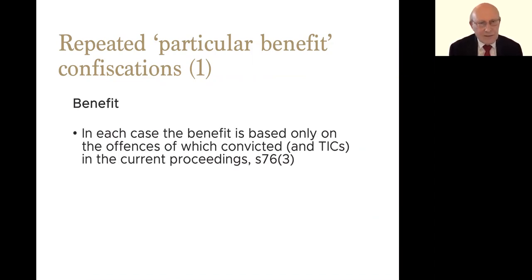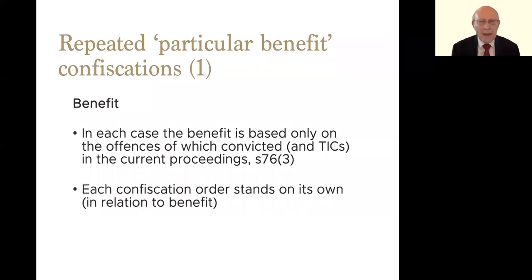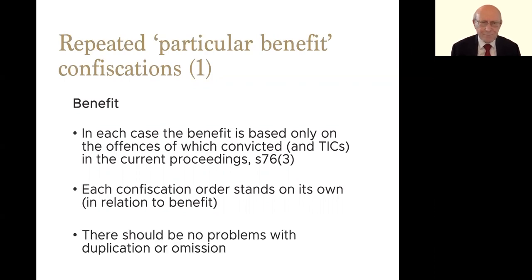So in each case, as I've said, the benefit is going to be based on the offences of which he's been convicted this time, including offences taken into consideration in sentencing. And each confiscation order, if they're all particular benefit confiscation orders, each of them stands on their own. They don't bring in the benefit from previous confiscation orders. Each of them is quite separate. And so there shouldn't really be any problems with duplication or omission. We're not dealing with the statutory assumptions, so there aren't any issues there.